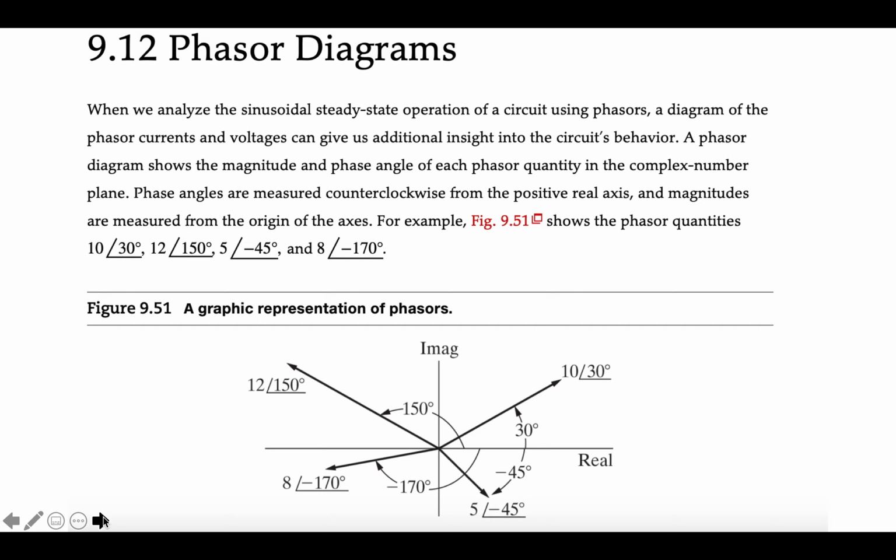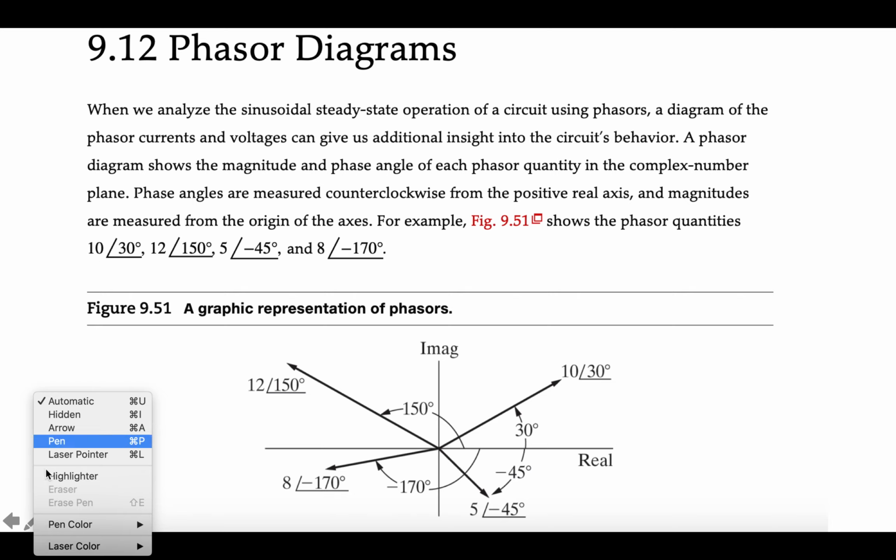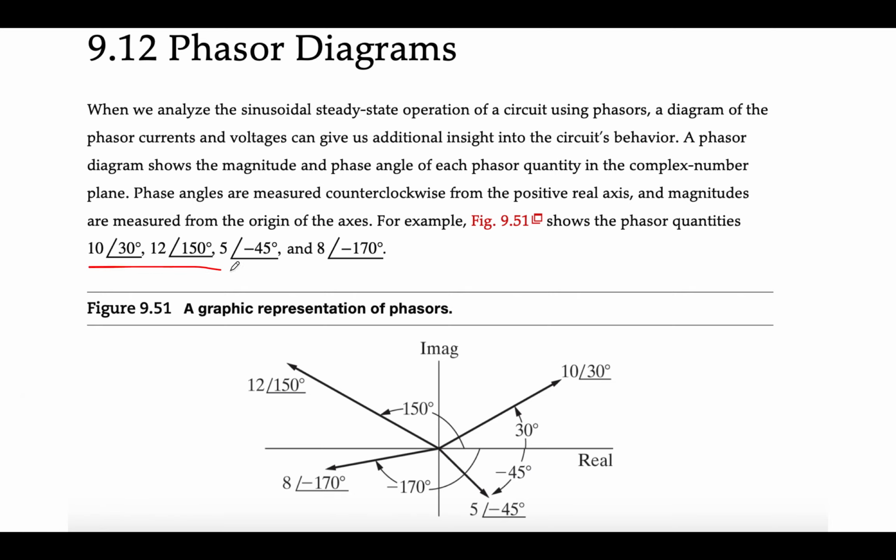So the first thing we want to start with is a review of what a phasor diagram is. We just have several phasors listed here, shown in the paragraph before the figure. We're just going to illustrate each of these phasors as a phasor diagram. The phasors, as you recall, represent a magnitude and a phase angle.